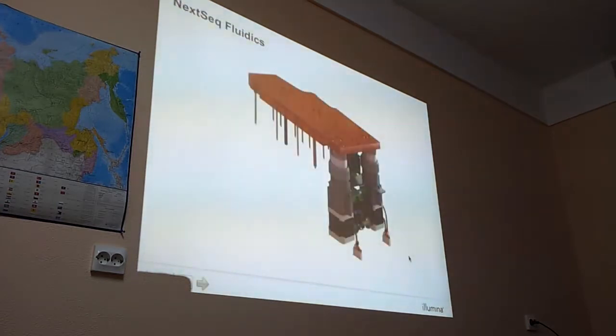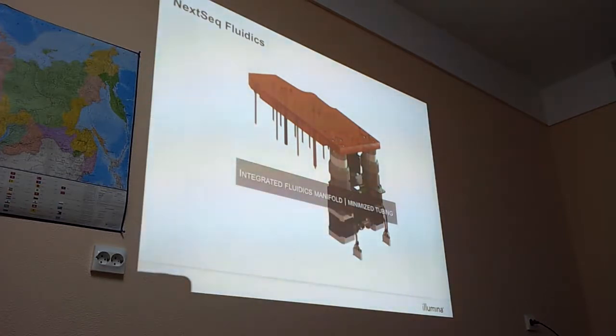So this is the fluidics. There we also changed some things in comparison to MiSeq. You see we have less tubing. Still we have tubing, and we have an example that tubing is always bad because it can break, it can block. So the more tubing, the more fragile the whole system is.